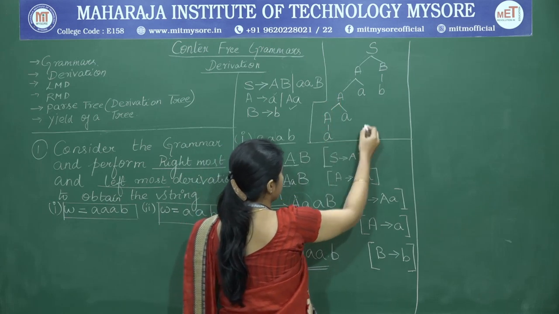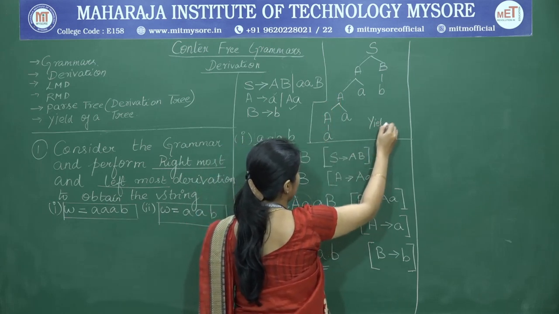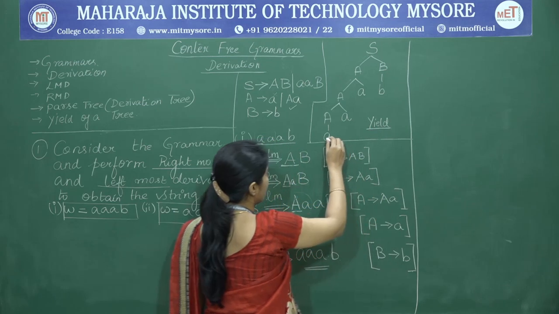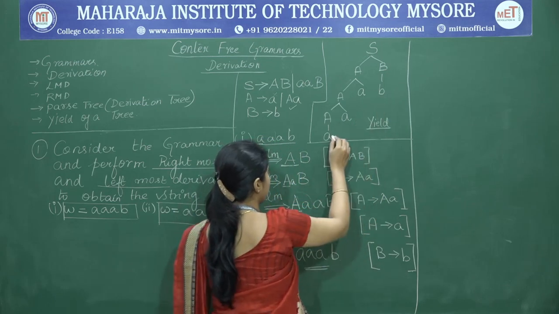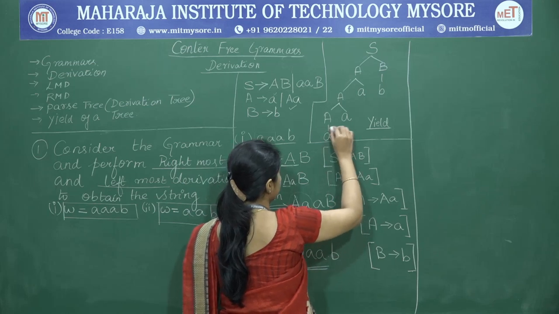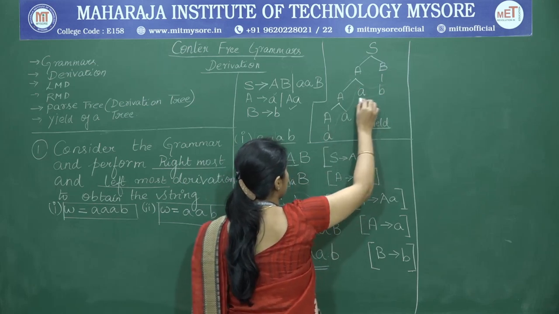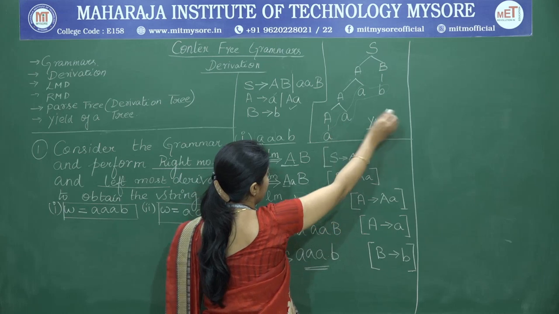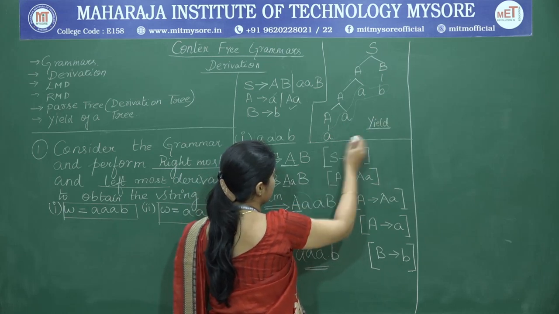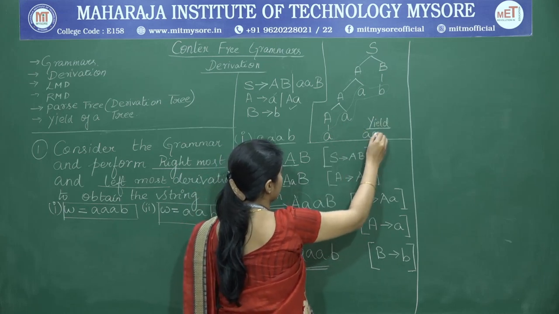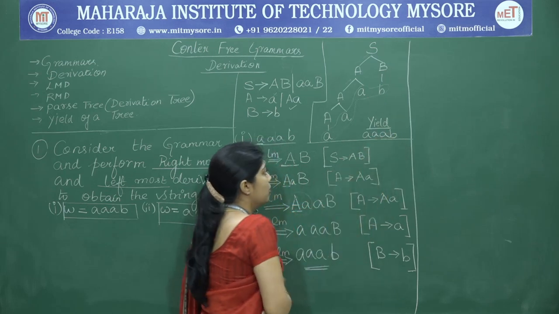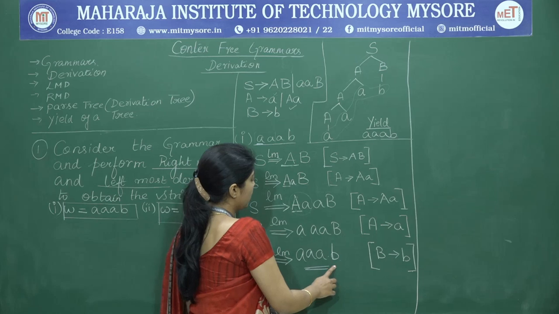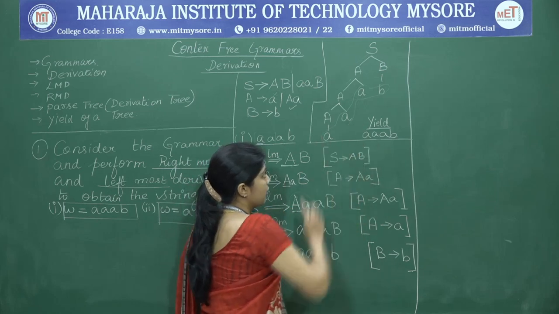So once we have written this, the yield of the tree is nothing but from left to right all the terminals. So from left to right all the terminals when we see, we have to read them from left to right. So first leftmost a, then this a, then this a, then b. So this is the string that we have got from the tree.